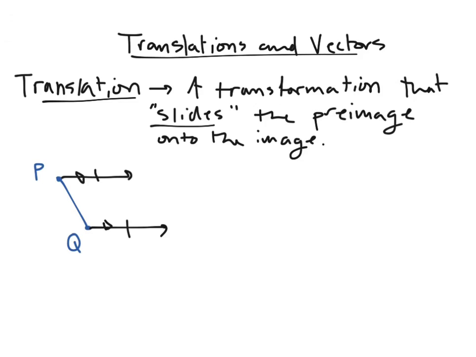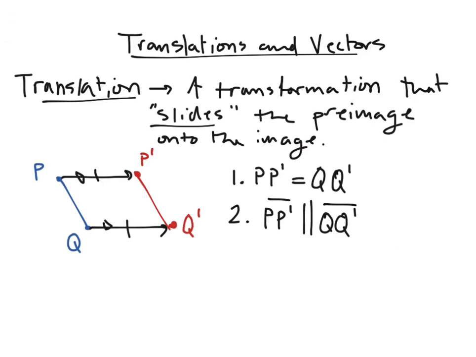And that gives us P prime and Q prime. So PP prime is congruent to QQ prime, those segments there. Remember, when we write them without the bar on top, it's talking about the distance, the length. And another thing is that those two segments are parallel. That makes sense. You're just sliding it, so why wouldn't they be parallel? All right, cool. Moving on.